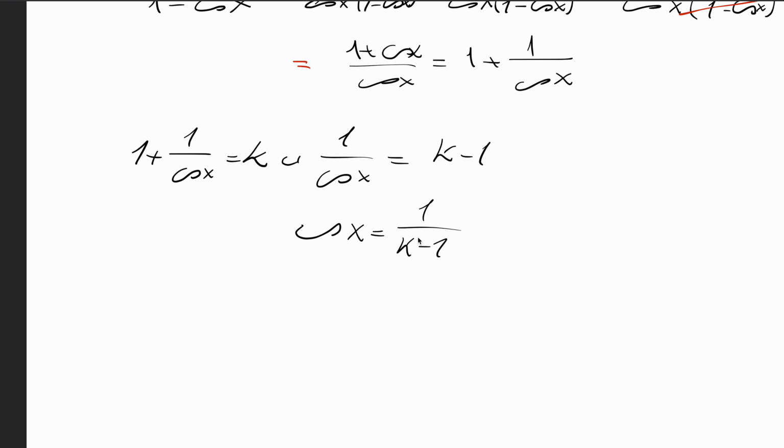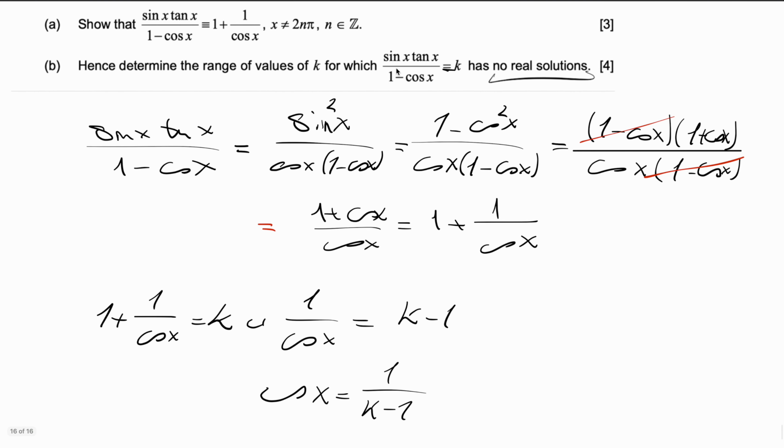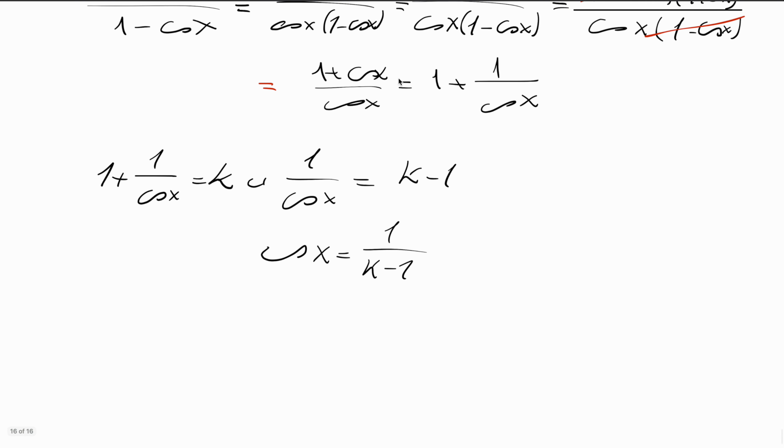Right, so we want this solution right here to have no real solutions. In other words, it should be a complex number, and so that only happens if k is equal to 1, that's going to be 1 over 0, which approaches infinity, right?